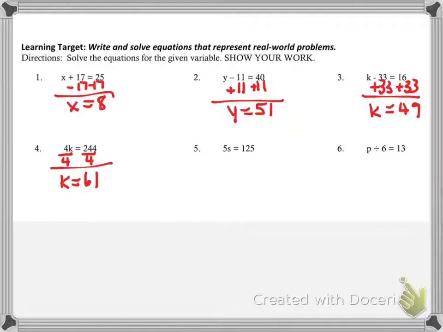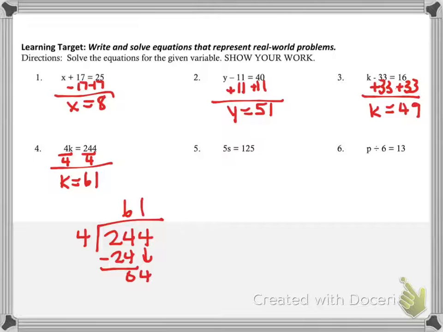If you don't know that offhand, then do the division. 244 divided by 4. 4 goes into 24 6 times. 6 times 4 is 24. Subtract, you get nothing. Bring down the 4. 4 goes into 4 once. 1 times 4 is 4. Subtract, you get nothing. Done. The answer is 61. Okay, don't get caught and stuck because you don't know what 244 divided by 4 is.